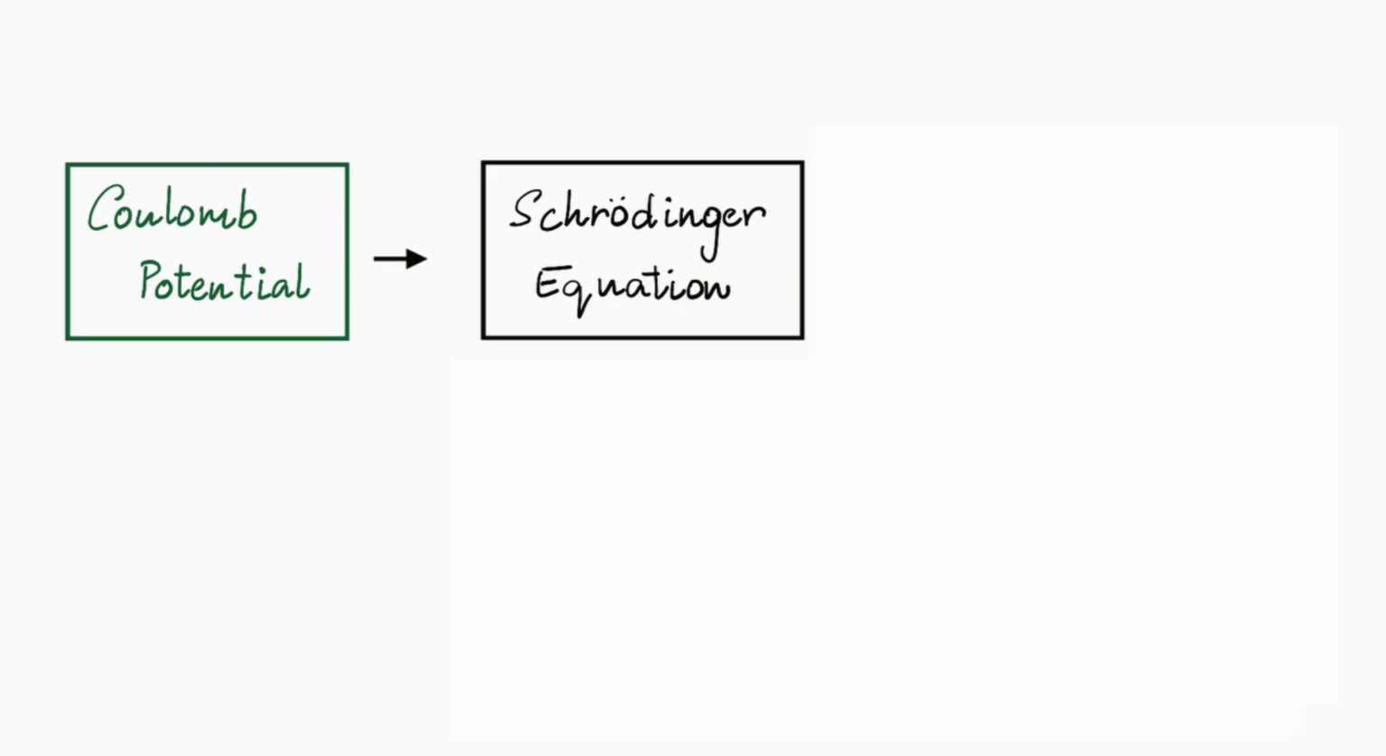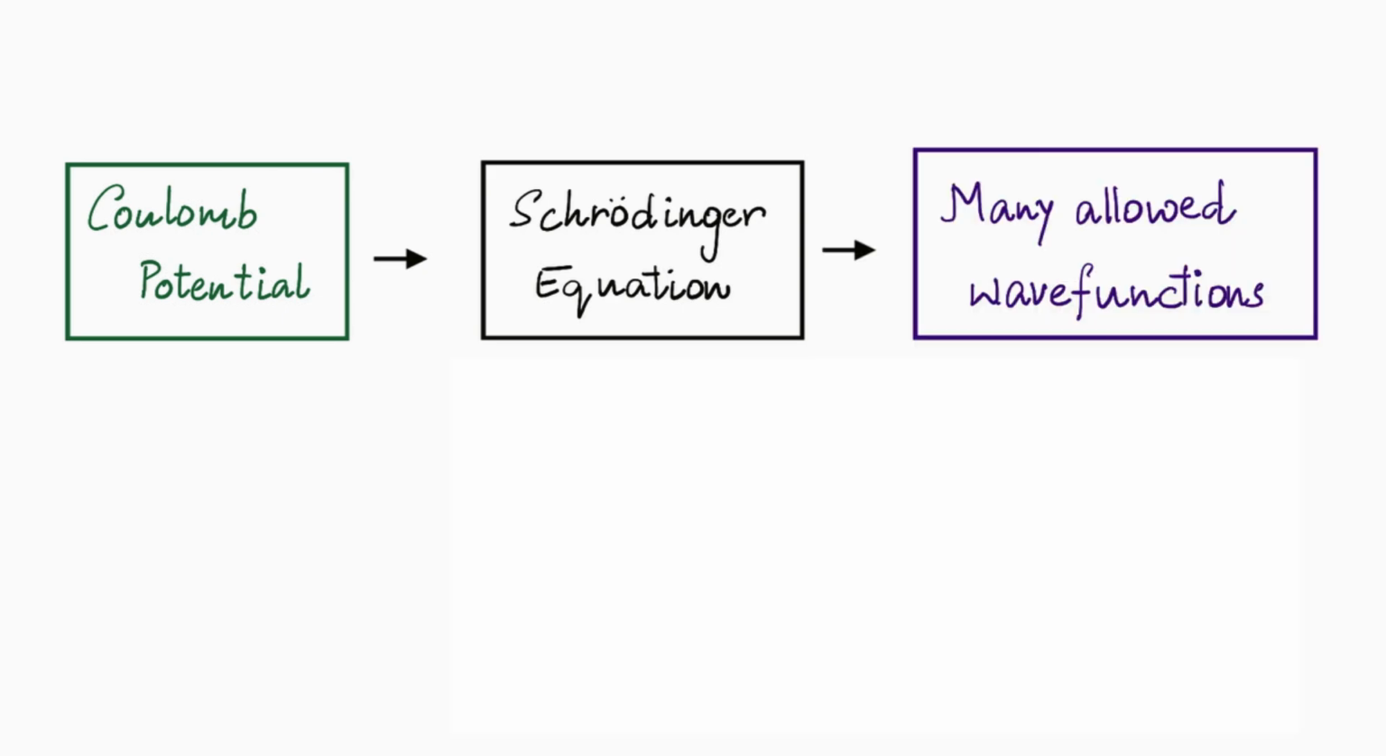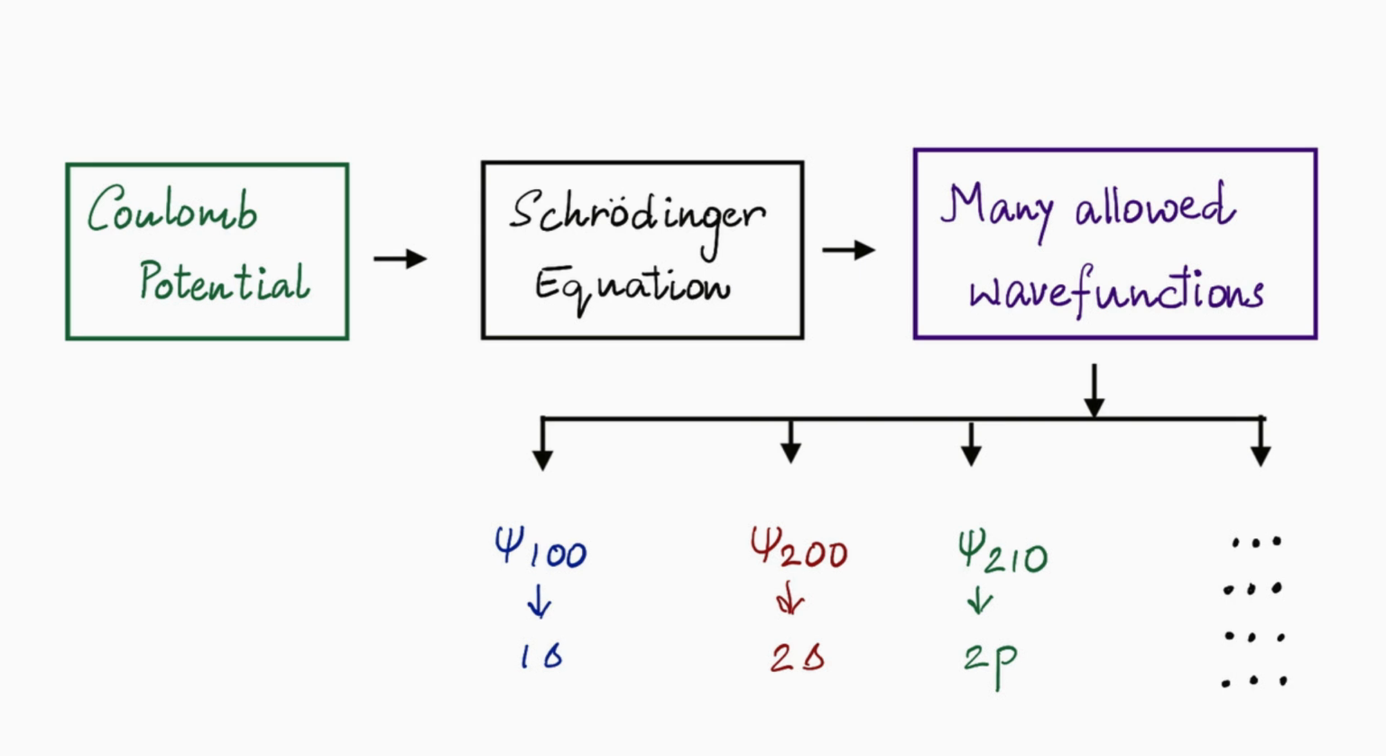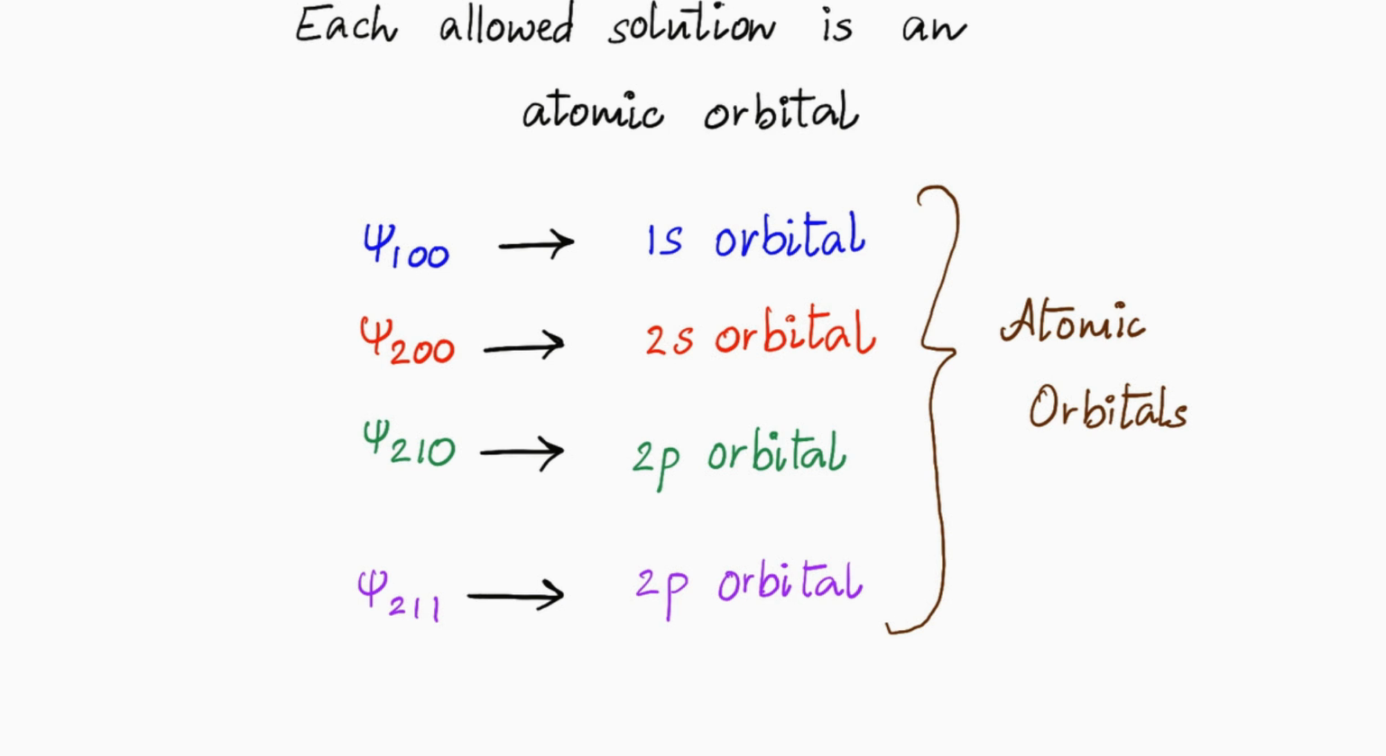So here's the entire story. We have Coulomb potential, which leads to Schrödinger equation, whose allowed solutions are the wave functions. And these allowed wave functions are called atomic orbitals. We have been calling these orbitals 1s, 2s and 2p.